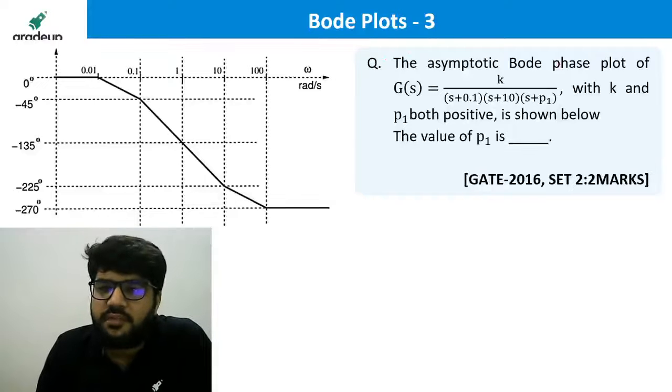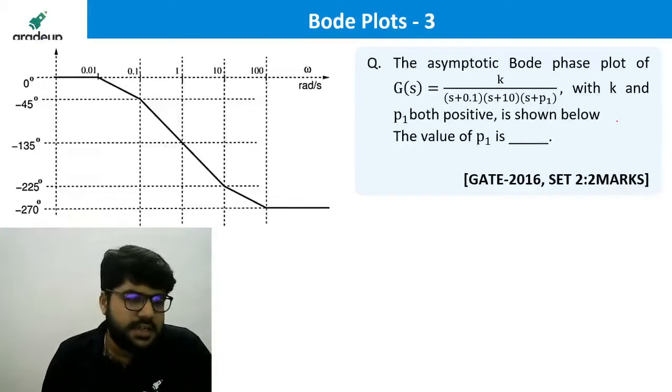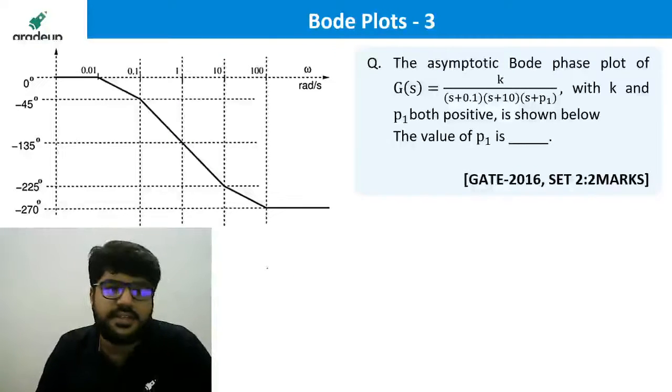The asymptotic Bode phase plot of G(s) equal to K by (s plus 0.1)(s plus 10)(s plus P1), with K and P1 positive, is shown below. Okay. Yes, Abbas, Venkatesh, Yashwant, Sakshi, all correct answers. Sachitra, correct answers. So great, guys.